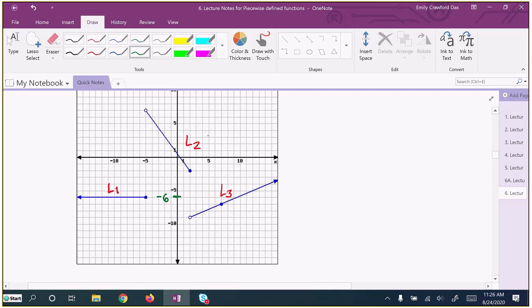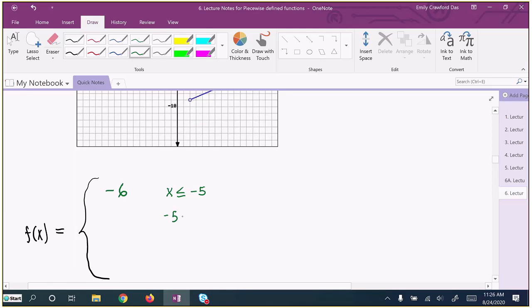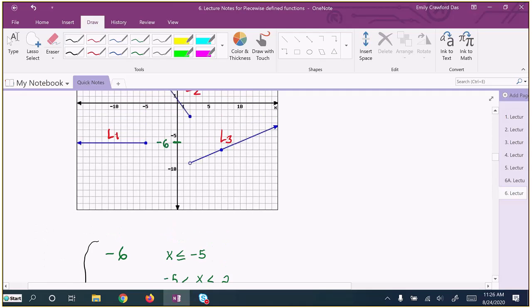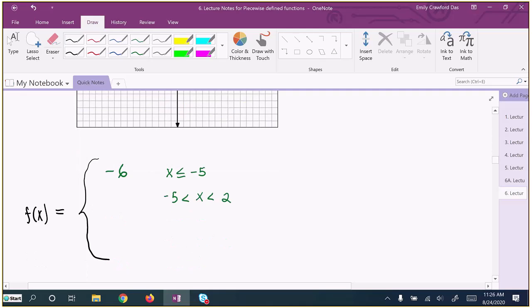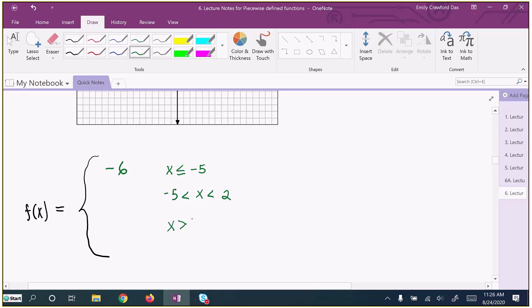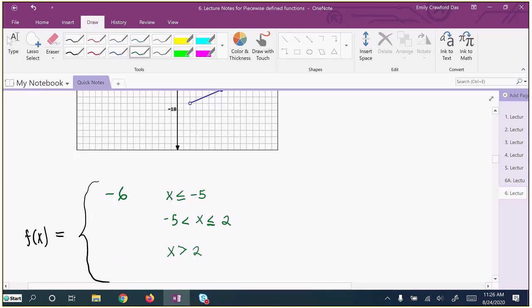Okay, now I can see that my second line picks up at x equals -5, open dot, and it keeps going until x is equal to 2 with a closed dot. So I can also say -5 less than x less than or equal to 2. That's going to be the domain for the second part. And then the same thing with the third part. Let's go ahead and fill in the domain. It starts at x equals 2 and it goes to infinity. So this is for x greater than 2. And since the closed dot was here with the second line, I need to make this one less than or equal to 2, and this one strictly greater than 2.